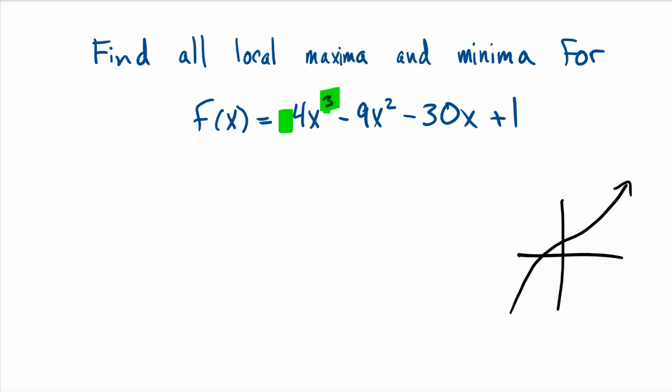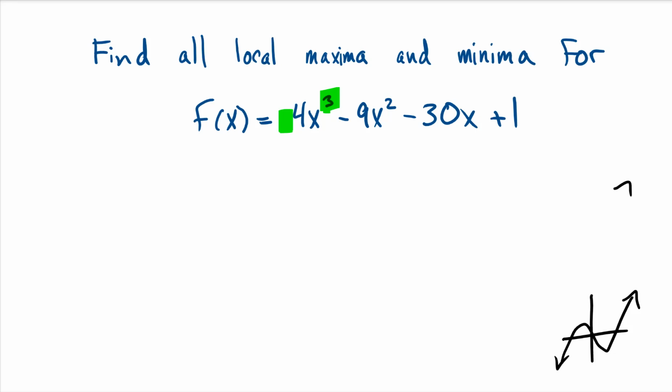Guaranteed it does something like this, or it does something like this. It's a cubic. You learned this in college algebra. Maybe you remember it, maybe you don't. But if you do, you don't have to do any of this interval testing because you'll know what it looks like. All right, moving on.